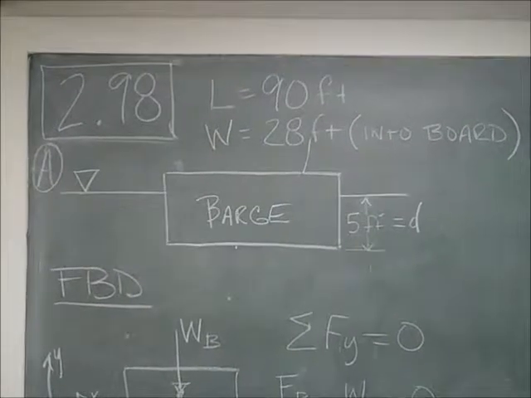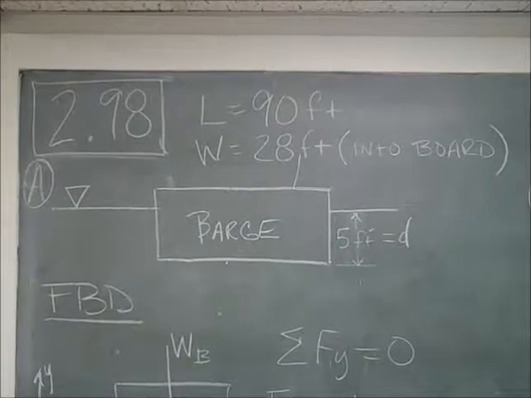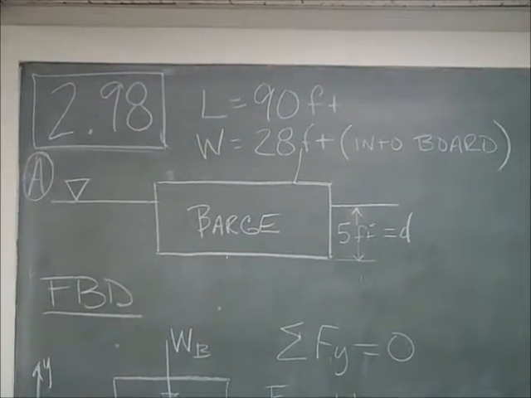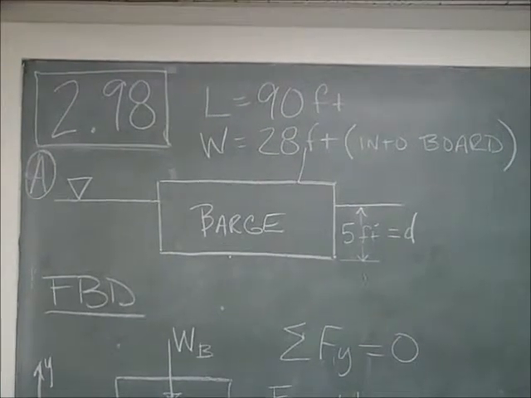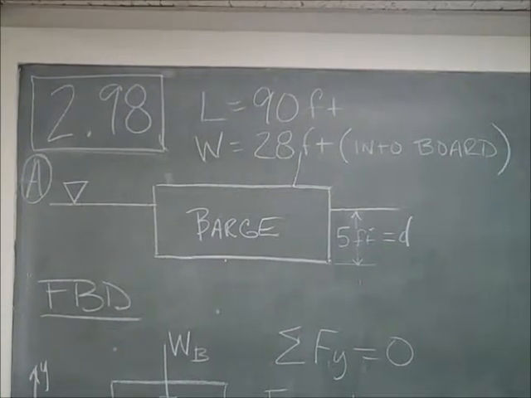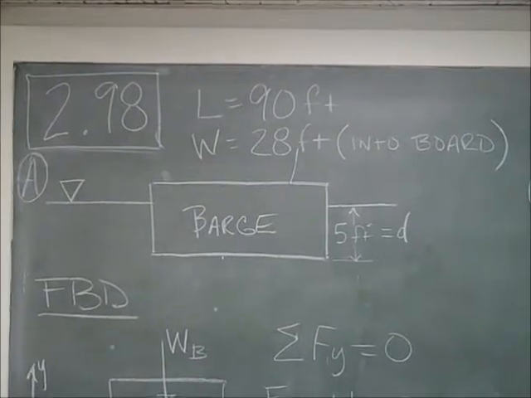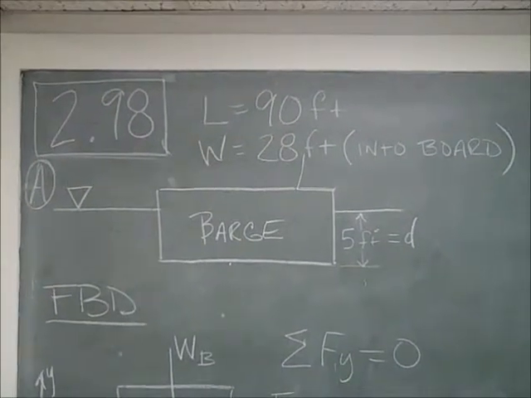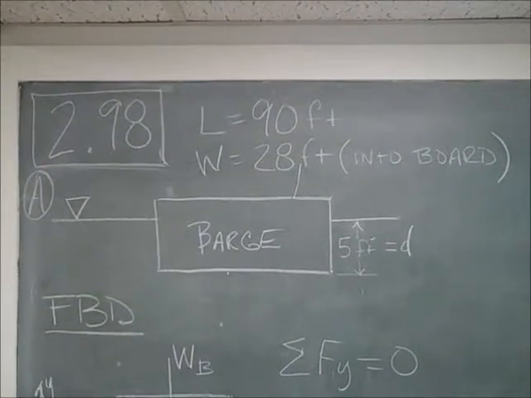Okay, so problem 298: a river barge whose cross-section is approximately rectangular carries a load of grain. The barge is 28 feet wide and 90 feet long. When unloaded, its draft, the depth of submergence, is 5 feet, and with the load of the grain, the draft is 7 feet. Determine part A, the unloaded weight of the barge, and part B, the weight of the grain.